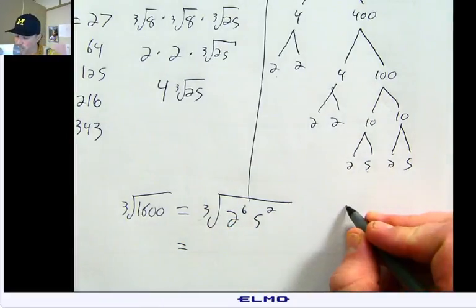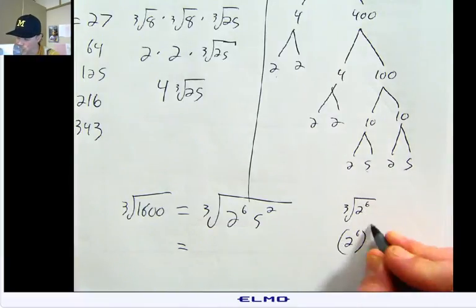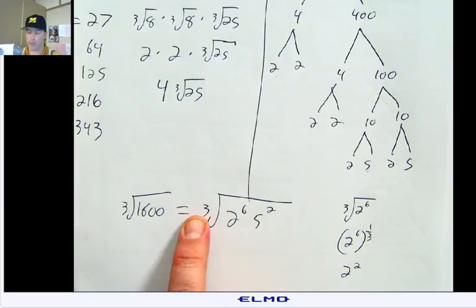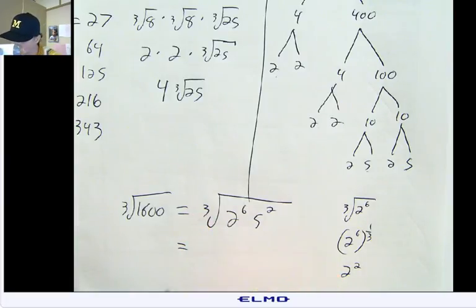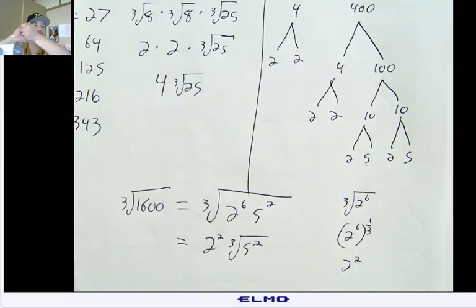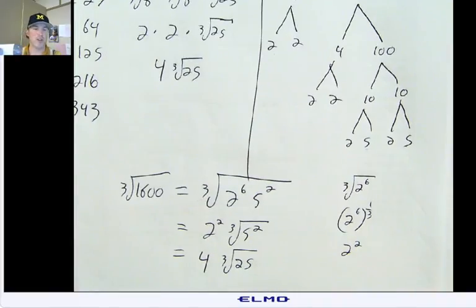And if you think about the cube root of 2 to the 6th, that's the same thing as 2 to the 6th to the 1/3 power. 6 times 1/3 is 2. Or another way of thinking about it, 6 divided by 3 is 2. So you end up with 2 squared. The 2 5s that are in there, they're out of luck because there's only 2 of them. They cannot all hold hands together and escape, so they're stuck on the inside. 2 squared is 4. 5 squared is 25. So I have 4 times the cube root of 25.